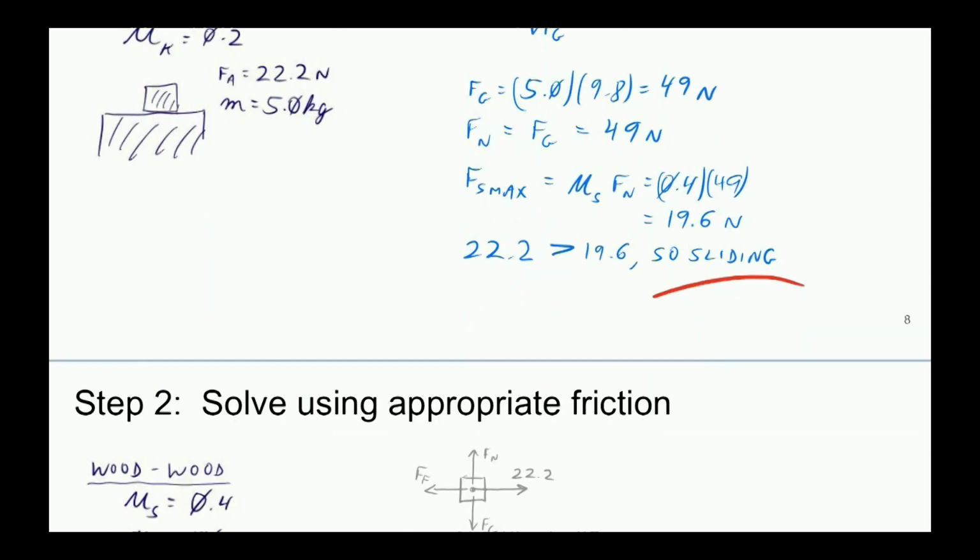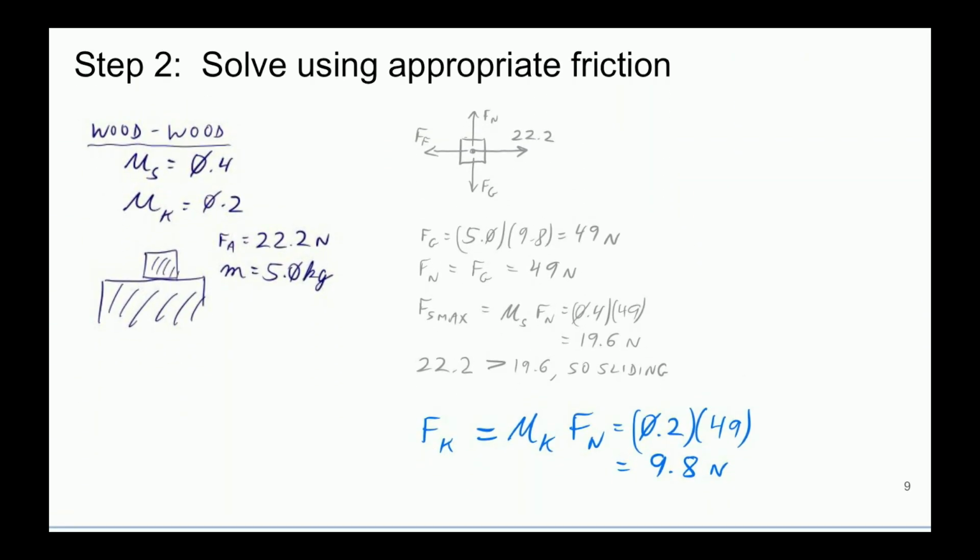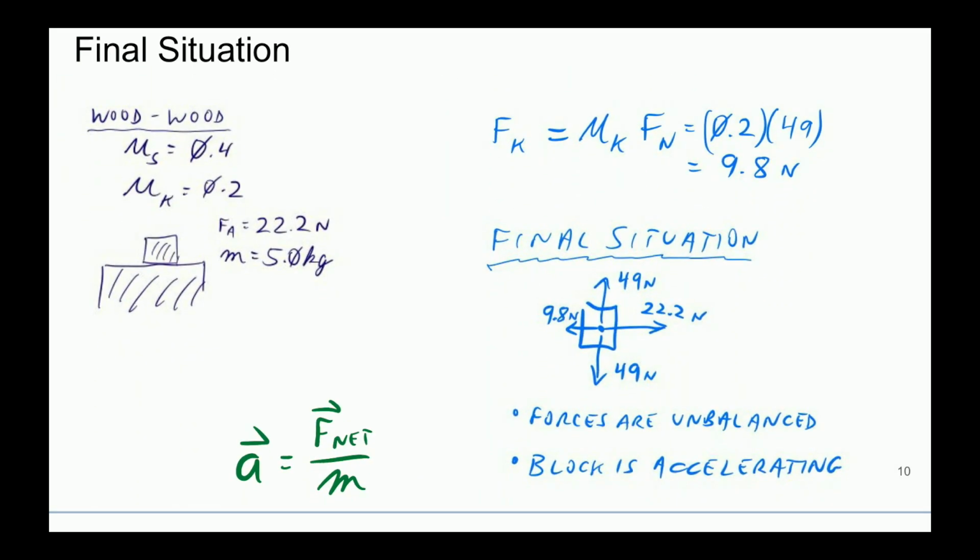We know it's sliding, and we're going to take that information. Everything we saw already is here. I just grayed that out. And then I try to figure out, now that I know it's sliding, what is F sub k, the force of kinetic friction? That's an easy calculation. In this case, it comes out to 9.8 newtons, and I am in a final situation that looks like this. I'm showing now all the numbers, okay?